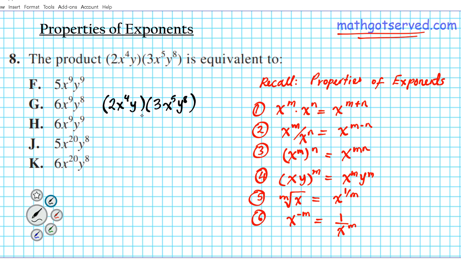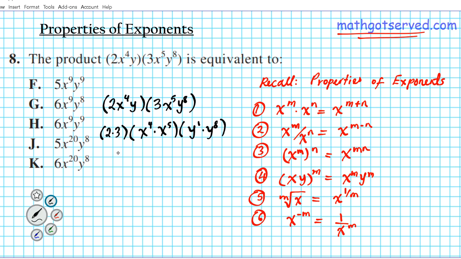So we can regroup this as 2 times 3. So you multiply the constants, 2 times 3. And then the variables with identical bases, you group them together. So you have x to the 4th times x to the 5th. And then y, this has no power, so it has an invisible power of 1, times y to the 8th.